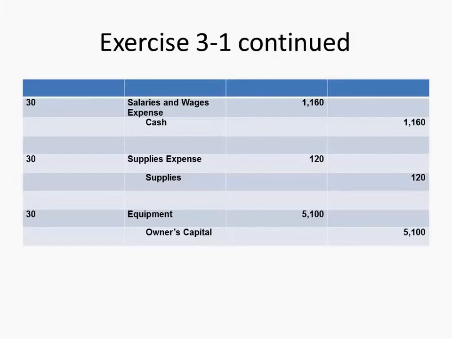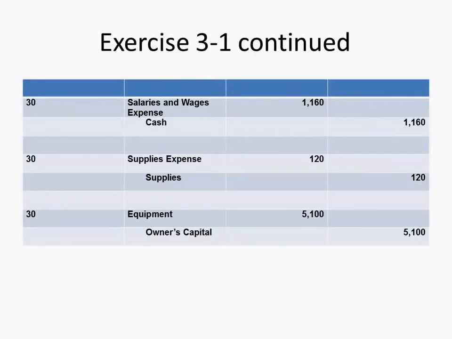So net, let's look at these two journal entries together. Cash is netted out, right? You increase cash and you decrease cash. So the net impact of this journal entry is a debit to equipment of $5,100 and a credit to owner's capital of $5,100.